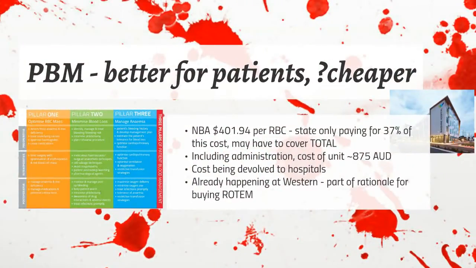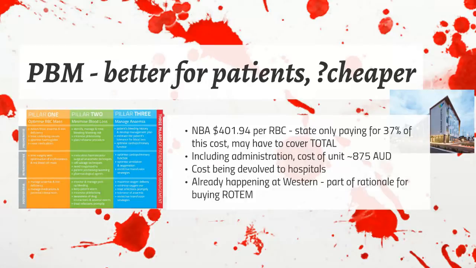We're also in an era of patient blood management, or PBM. The National Blood Authority, in Australia at least, sets the cost of blood to be around about $400 for a unit of red blood cells. And previously, the state has been paying a third of that, and the federal government has been paying 2/3 of that. Now, this state cost is being devolved to hospitals increasingly around Australia.